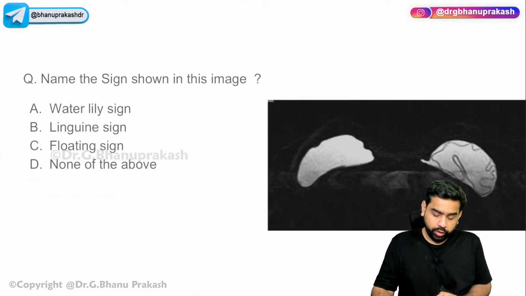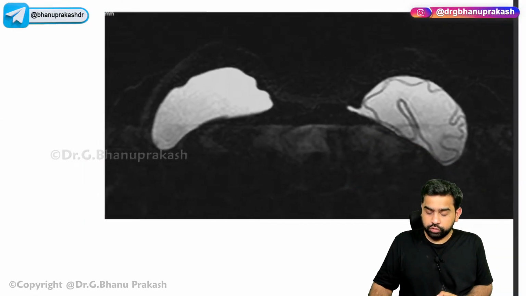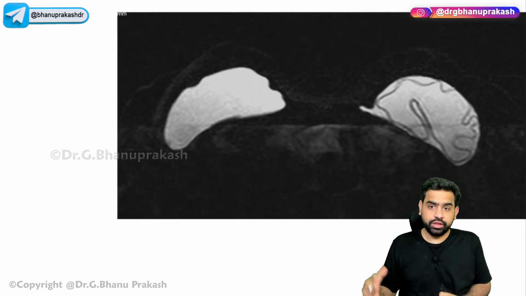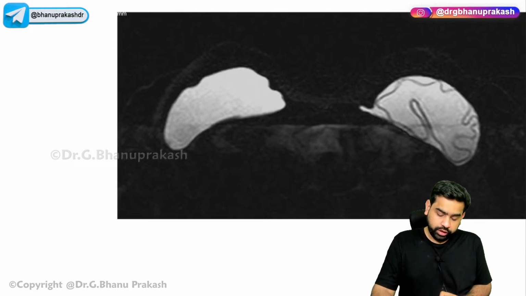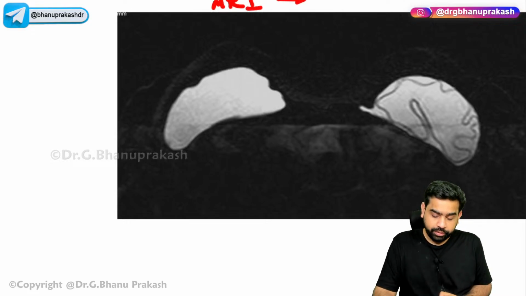Okay, now what is the sign being shown in this particular kind of image? First of all, what is this investigation? What are you basically seeing? And then you can tell me the sign. This is an MRI, and what you are basically seeing on this MRI is a breast implant.